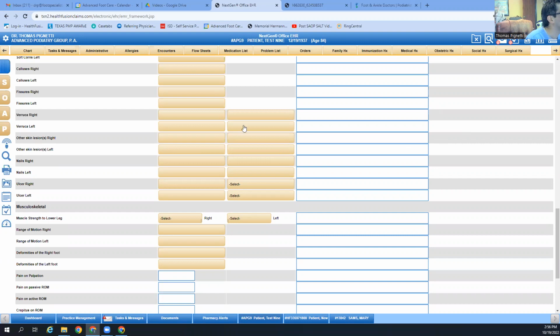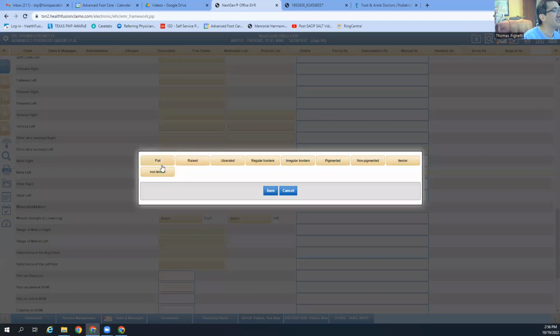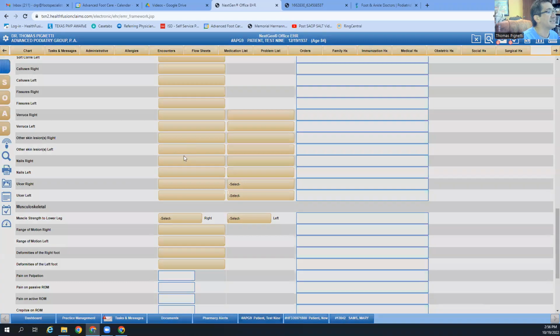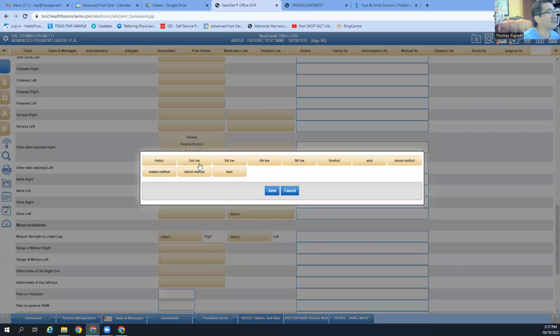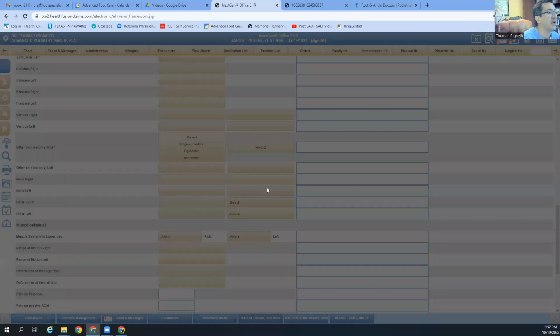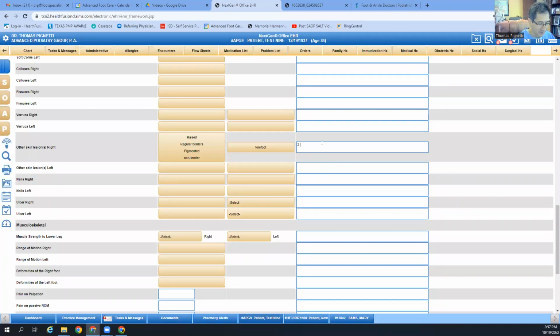All right, so we went over other skin lesions. These may be other types of moles or different things that we look at. So if we see another skin lesion, you might say that there's a little skin lesion that measures this, or that, and it looks this way. So you would put the descriptions of the skin lesion. Let's say it was raised, it had regular borders, it's pigmented, it's non-tender, and you can say where it is located. It's on the forefoot, and that it measures 2 by 5 millimeters. And that would be how you would document that.